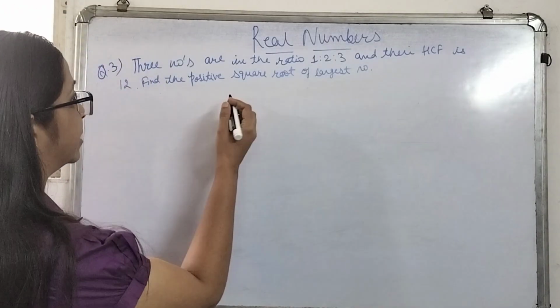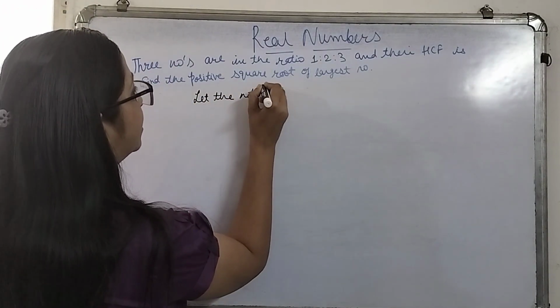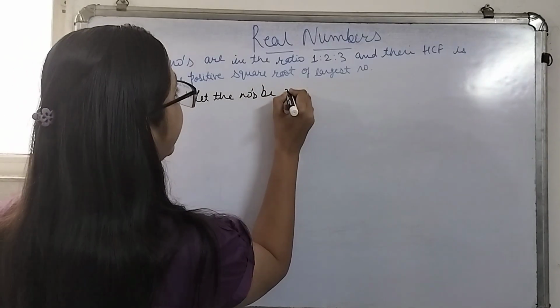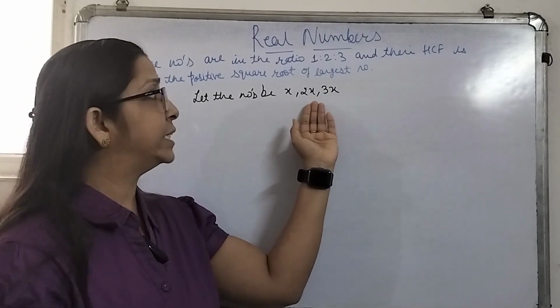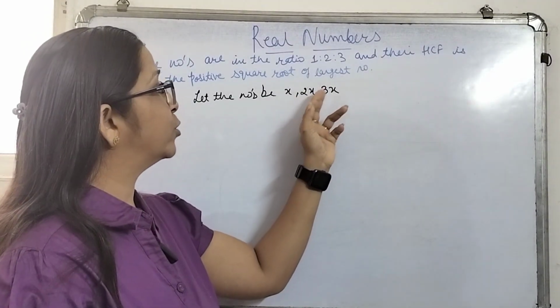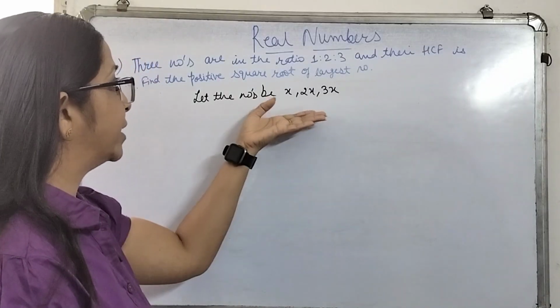That means if this is the case, we are assuming the numbers to be x, 2x and 3x, because if we take these three as the numbers and take their ratios, it will be 1:2:3 only. Now these three are the numbers.